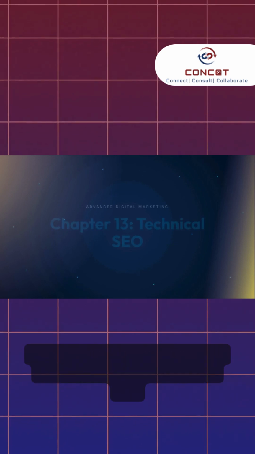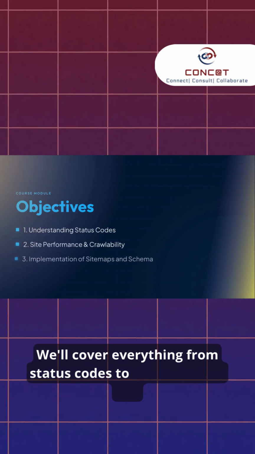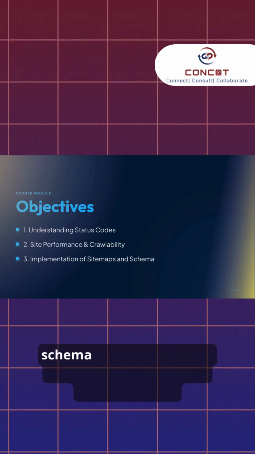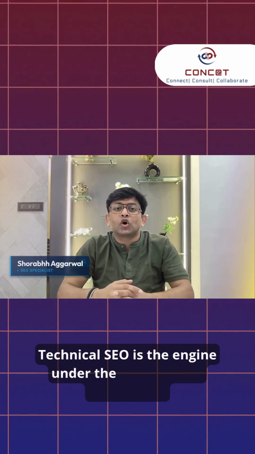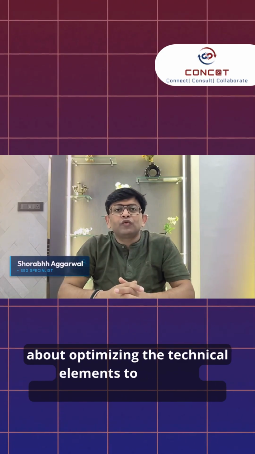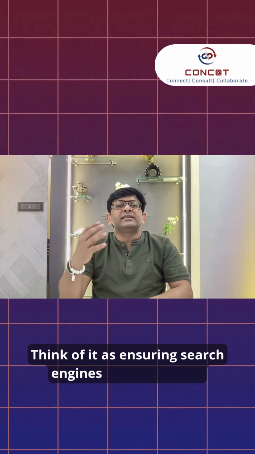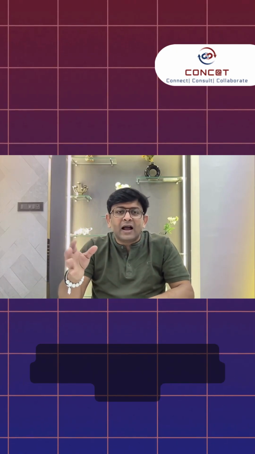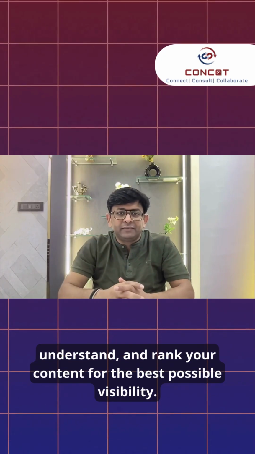Welcome to Chapter 13. Today we are diving deep into the foundations of technical SEO. We'll cover everything from status codes to crawl budgets and schema markup to ensure your site is optimized for search engines. Technical SEO is the engine under the hood of your website. It's about optimizing the technical elements to improve crawlability and indexability. Think of it as ensuring search engines can easily find, understand, and rank your content for the best possible visibility.